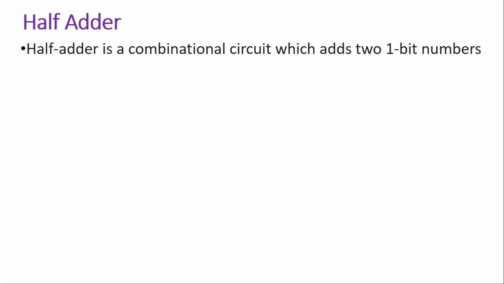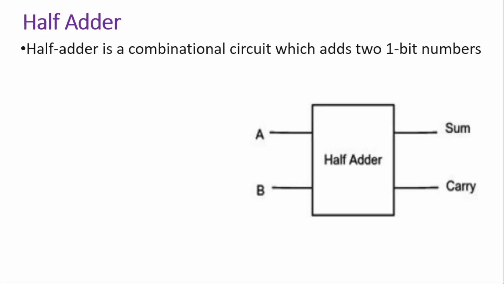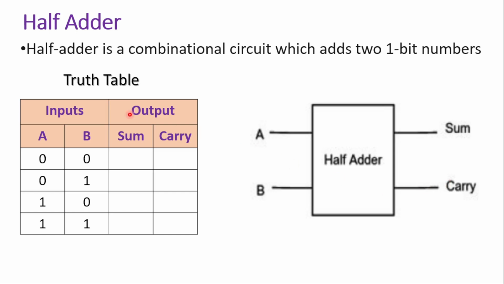Half adder is a combinational circuit which adds two 1-bit numbers. This is the block diagram of half adder. Here you will find that two inputs are named as A and B, and addition of these two bits will result in sum and carry.